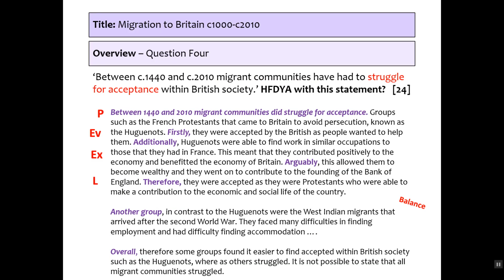Now for our last question, how far do you agree with the statement? Again, we're going to go into so much detail with this. You need an introduction, or at least an introductory statement, and you need a conclusion that comes to a judgment. Try and have considerable amounts of paragraphs that show change over time, chronological change, etc.